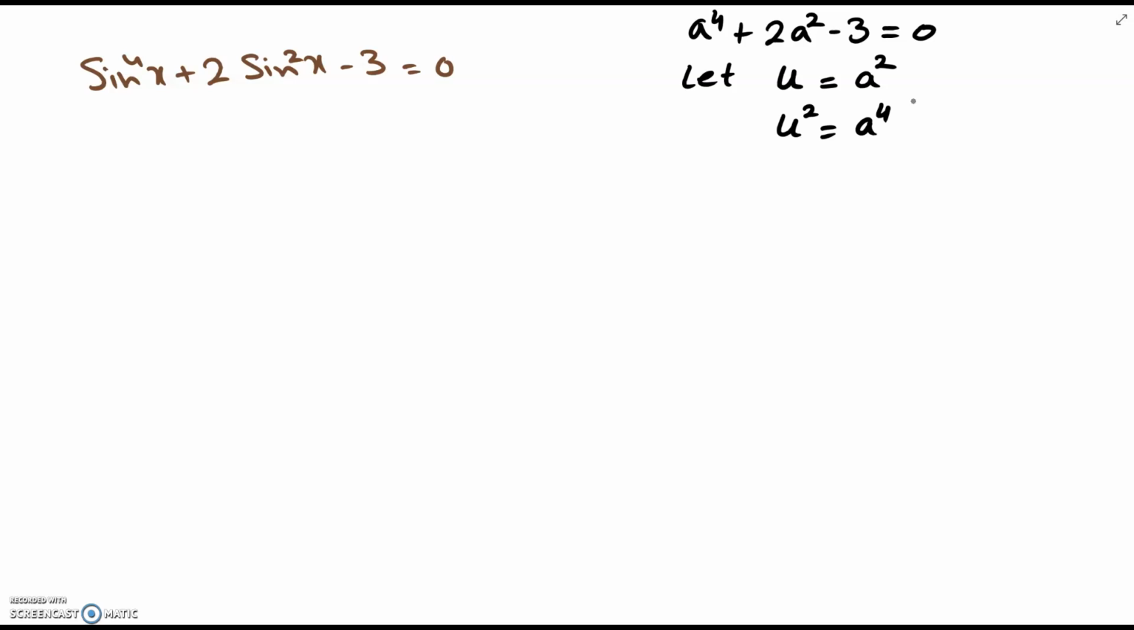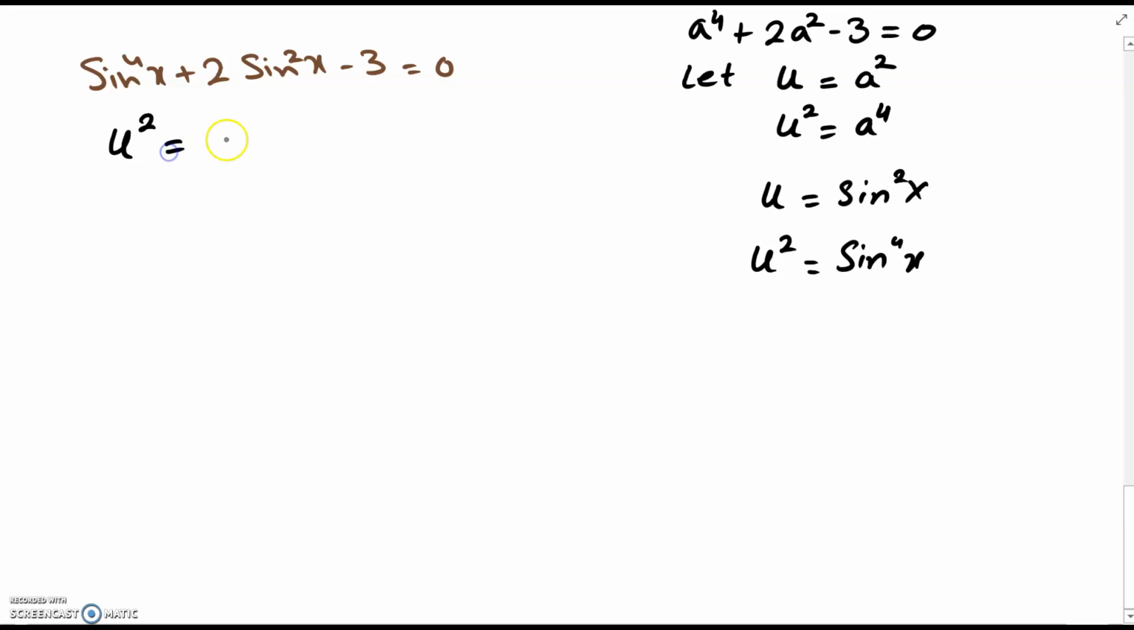So you will say that u equals sine squared x, and u squared equals sine to the 4th x. Let's replace the values here. u squared plus 2u minus 3 equals 0.